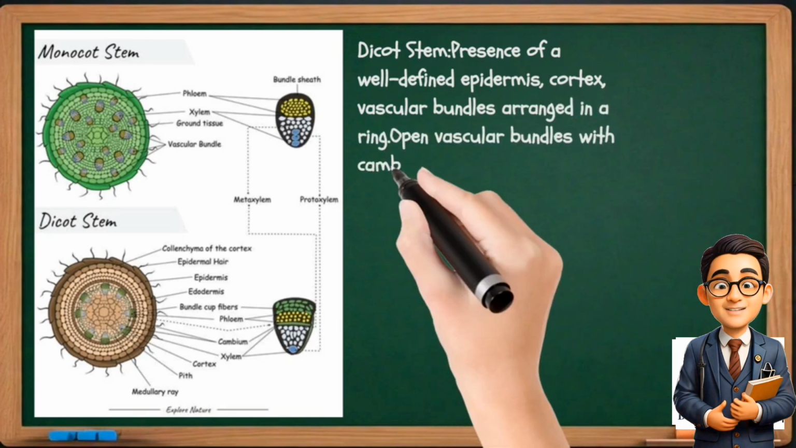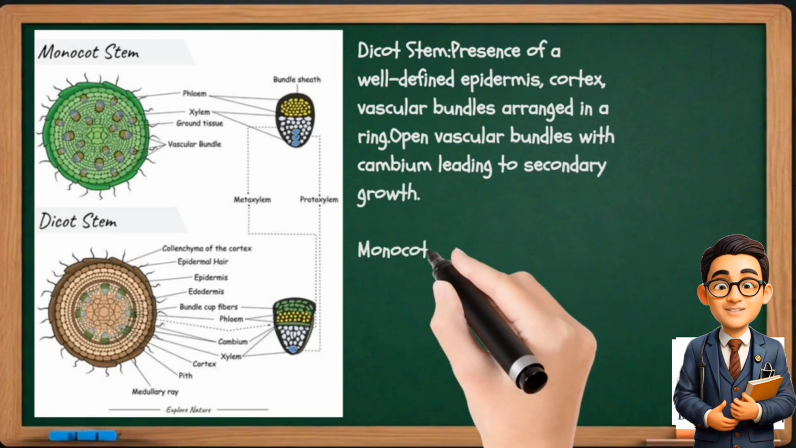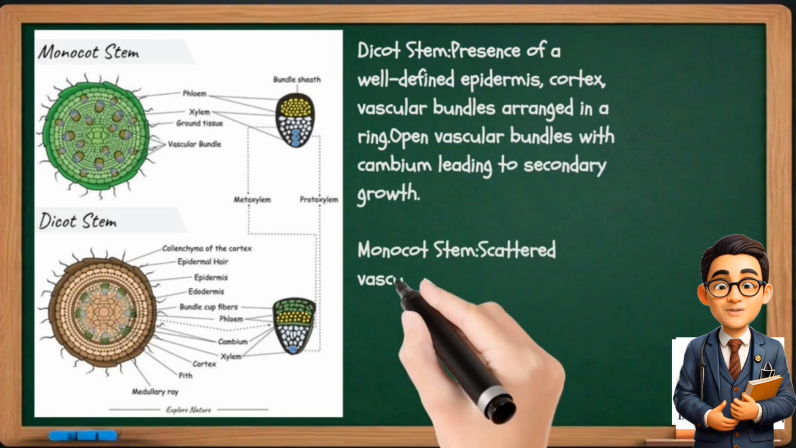Monocot stem. Scattered vascular bundles, no secondary growth due to closed vascular bundles. Presence of ground tissue instead of distinct cortex and pith.